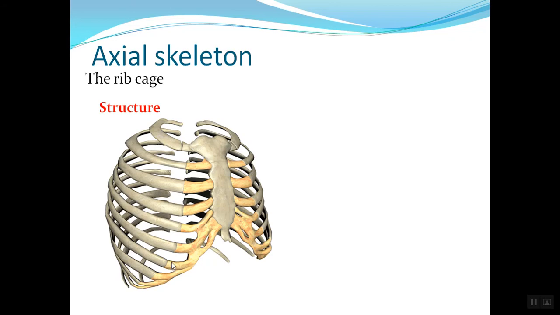The first 10 pairs are connected to your breastbone. This breastbone is called the sternum. So the first 10 pairs are connected anteriorly to the sternum. Anteriorly means at the front. The last two ribs are called floating ribs. They are loose. They aren't connected to your sternum.